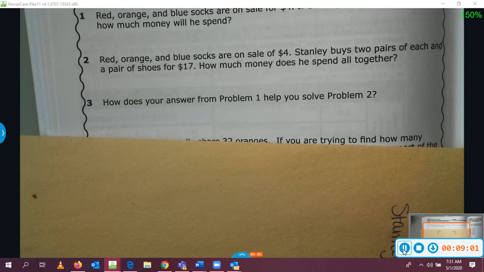How does your answer from problem 1 help you to solve problem 2? So what you would do is, how do we help? So we had already had the first step done. So it was $24. So we just had to add the $17 for the shoes to get the answer for problem 2. Okay?